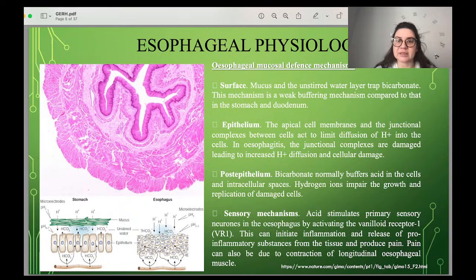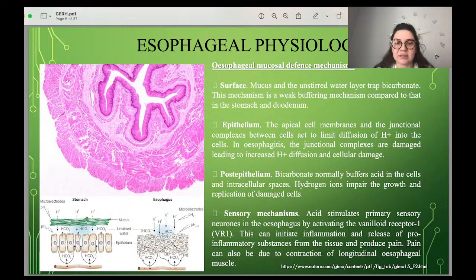Next defense is the epithelium. The apical cell membranes and the junctional complexes between cells act to limit diffusion of H plus into the cells. In esophagitis, the junctional complexes are damaged, leading to increased acid diffusion and cellular damage.